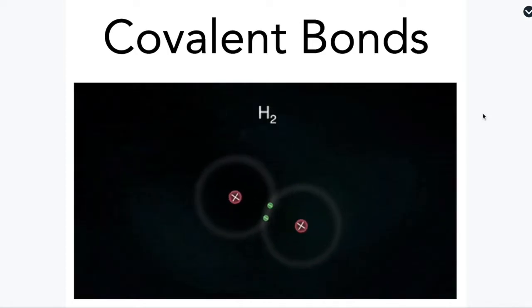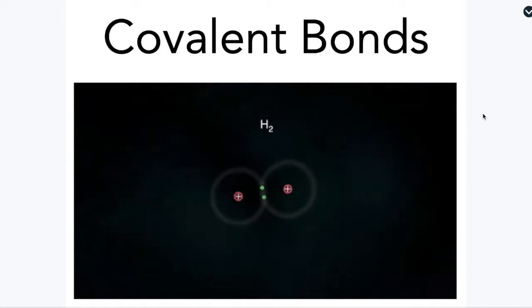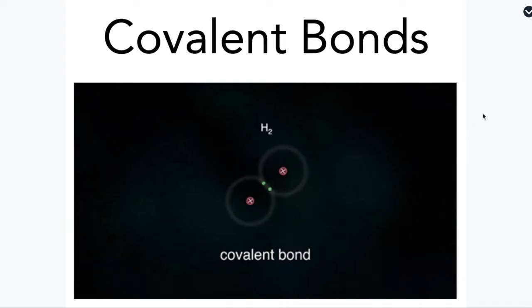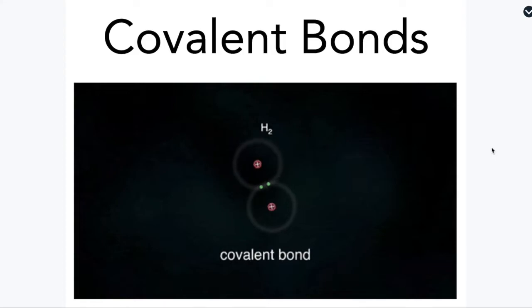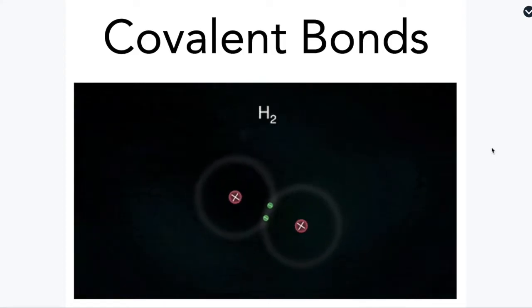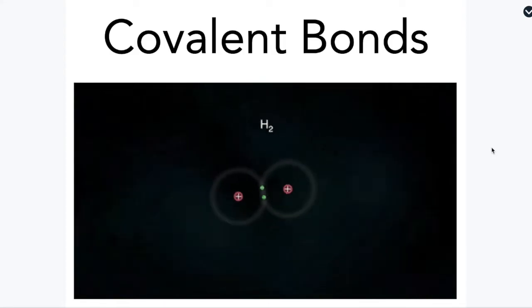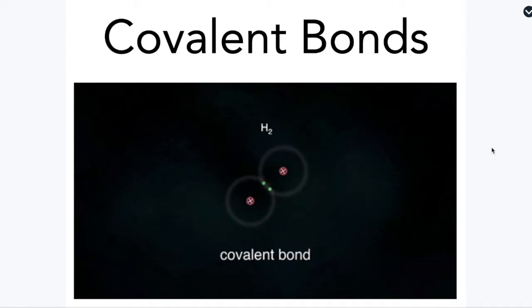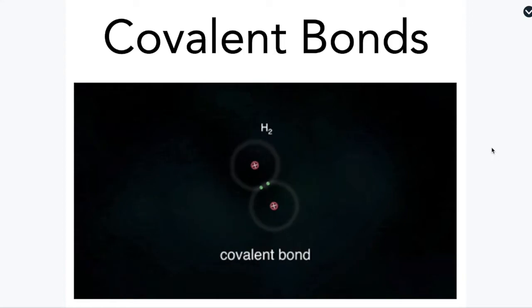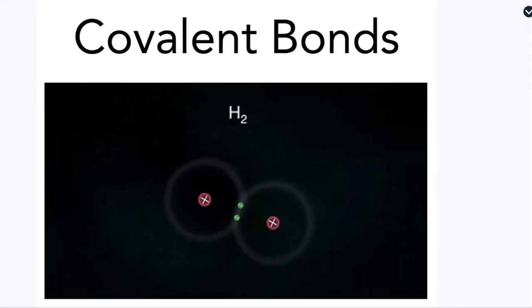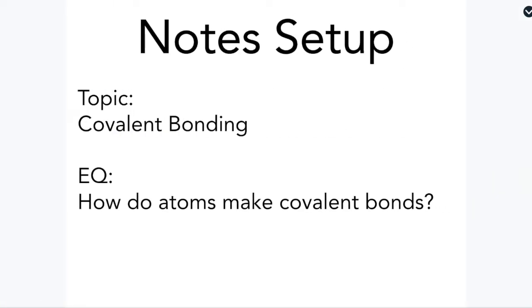Alrighty, folks. Today we are going to talk about covalent bonds and the properties of those compounds. So, right here you can see an example of a covalent bond between two hydrogen atoms, and you'll notice that these are different from ionic bonds because instead of one atom taking the electron from the other, in covalent bonds they get shared.